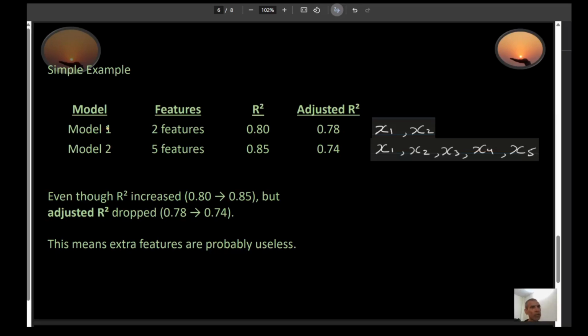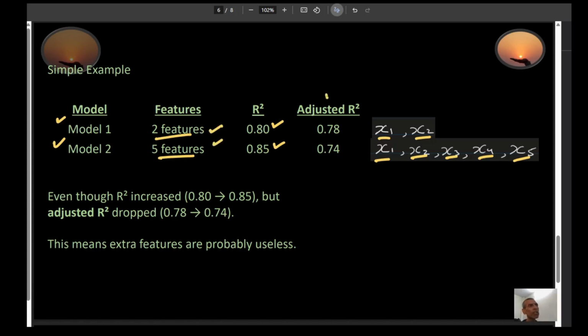So let's understand this through a simple example. Suppose I have two models, Model 1 and Model 2. Your Model 1 has two features, X1 and X2. Your Model 2 has five features, let's say X1, X2, X3, X4, and X5. Let's say the R square value for Model 1 with two features is 0.80, and the R square value for Model 2 with five features is 0.85. You can see that your R square went up from 0.80 to 0.85 when the number of features went from 2 to 5.